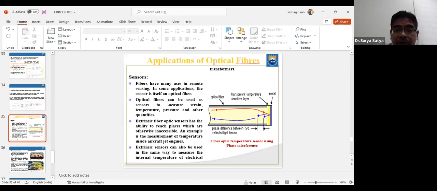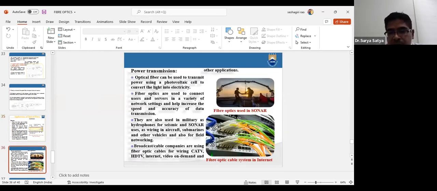Right. So some of the applications of optical fibers: fibers have many uses in remote sensing. In some applications, the sensor itself is an optical fiber. Optical fibers can be used as a sensor to measure strain, temperature, pressure, and other quantities. Extrinsic fiber optic sensors have the ability to reach places which are otherwise inaccessible. An example is the measurement of temperature in aircraft jet engines. Extrinsic sensors can also be used in the same way to measure the internal temperature of electrical transformers.